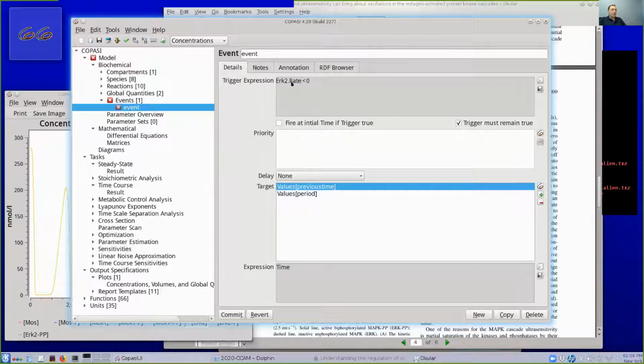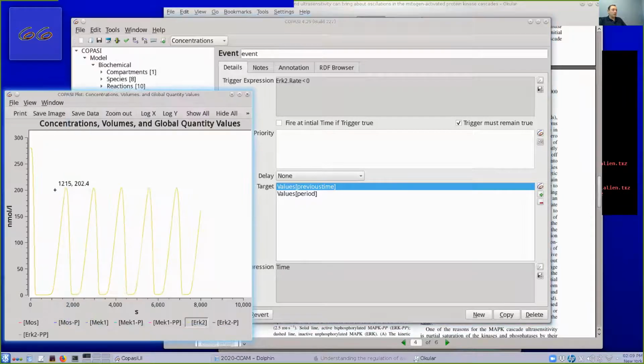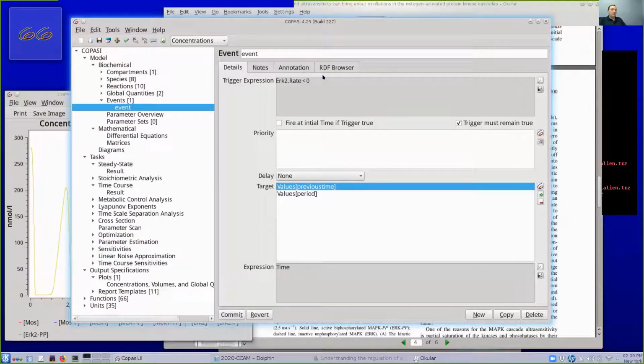So that's my event that's going to be detecting that. And I'm going to calculate the period out of this. Now, because 0 is hard to find, rather than 0, I'm going to put a very small value, 1e minus 12. And that numerically is more stable, easier to find that value.